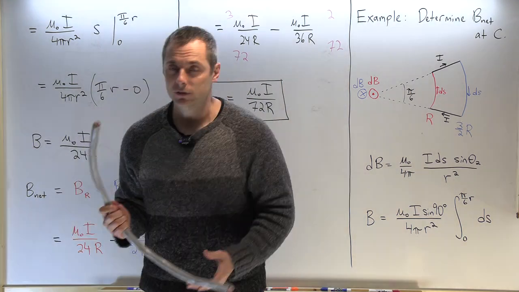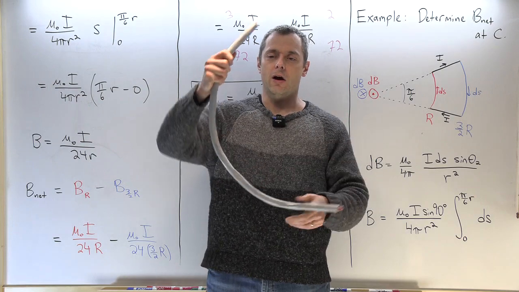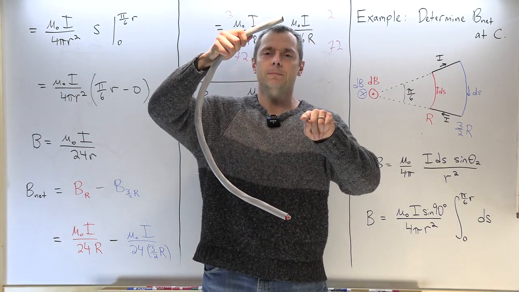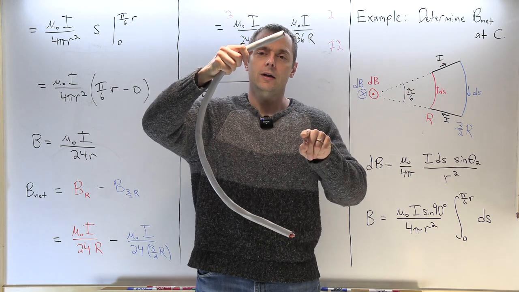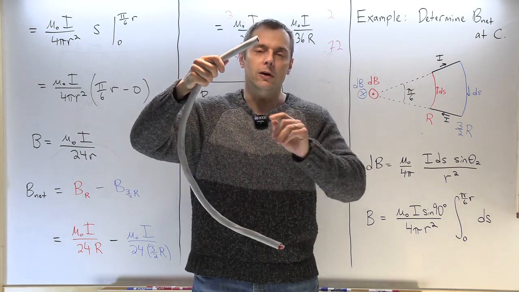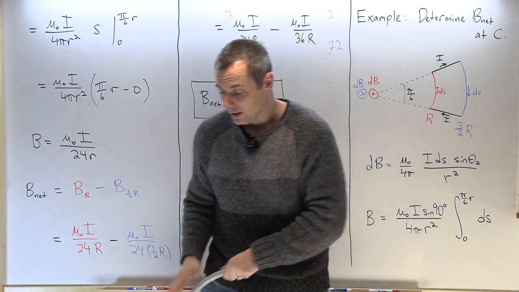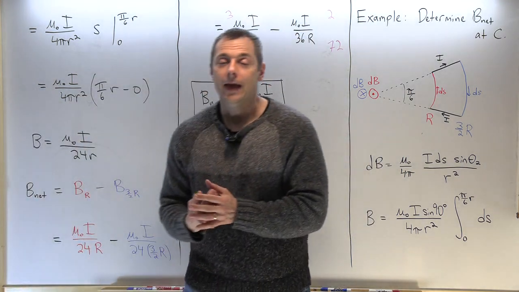And again, today we found the magnetic field of the arc at the center here, and it's going to depend on the radius of the arc and either the arc length or the angle. If you know one, you could find the other. And you integrate and you get the net magnetic field.